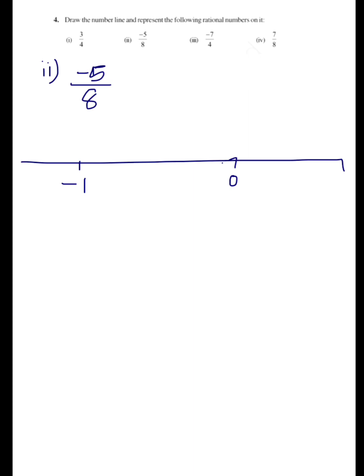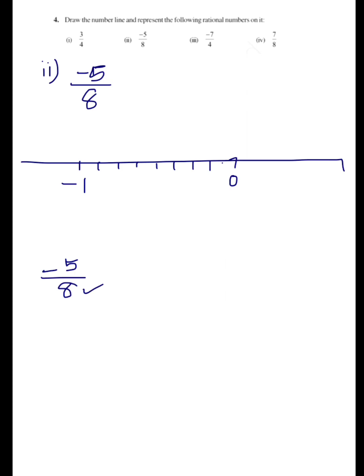That means you have to make how many divisions? You have to make 8 divisions between 0 and 1. 8 divisions means you have to mark 7 points, that is 1, 2, 3, 4, 5, 6, 7. 7 equal distances you have to mark. Then only you will get 8 divisions. And among these 8 divisions, our question is minus 5 by 8. Since it is negative, we are marking it between 0 and minus 1.